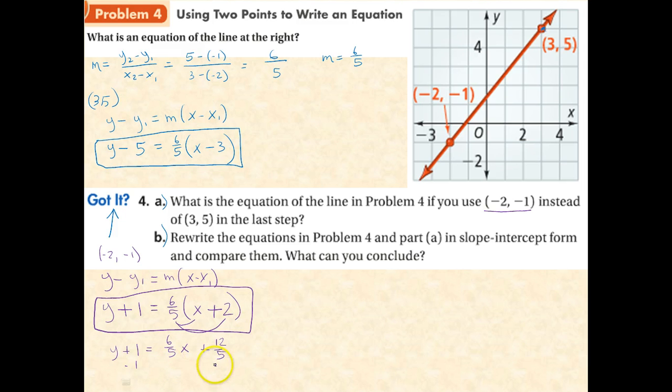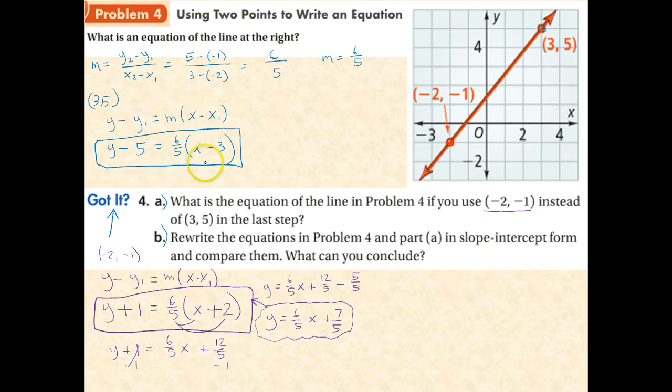because 6 times 2 is 12. Then if I subtract 1 from both sides, these will cancel and I will get y equals 6 over 5x plus 12 over 5 minus 1, but I want to write this with a denominator that I can use for subtraction. So 1 is the same as 5/5. So then we get to simplify 6 over 5x, and then 12 minus 5 is 7, so plus 7/5. So this is slope-intercept form from this equation.